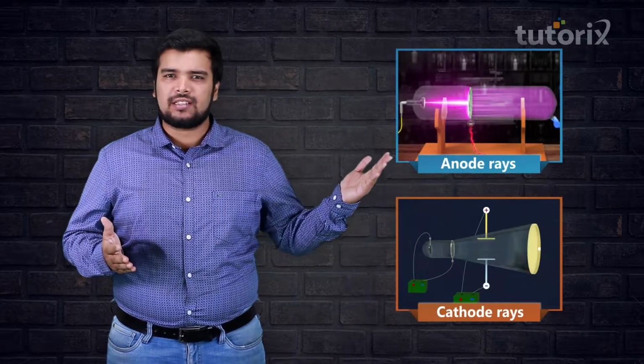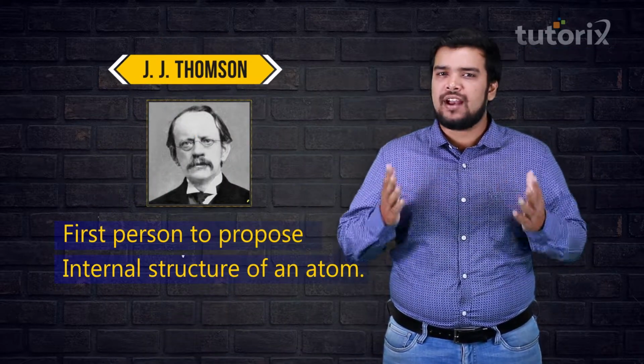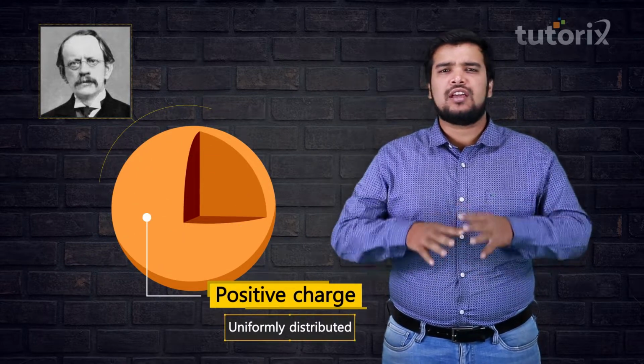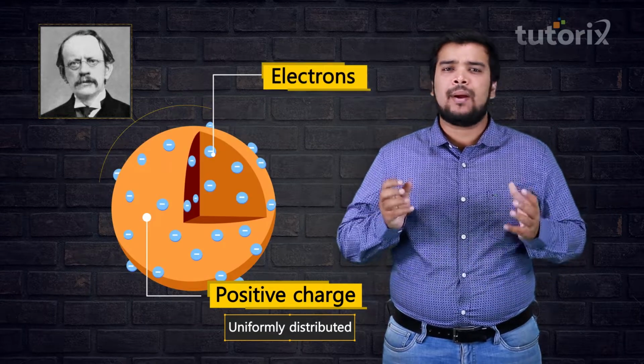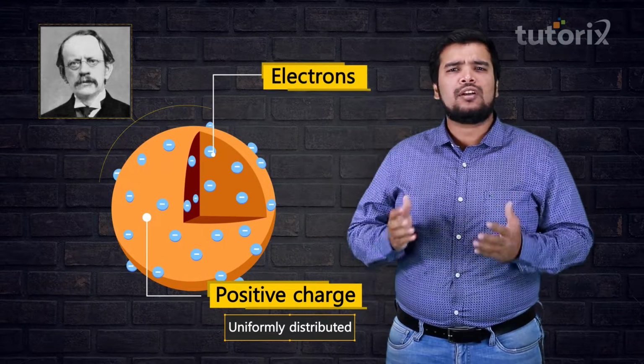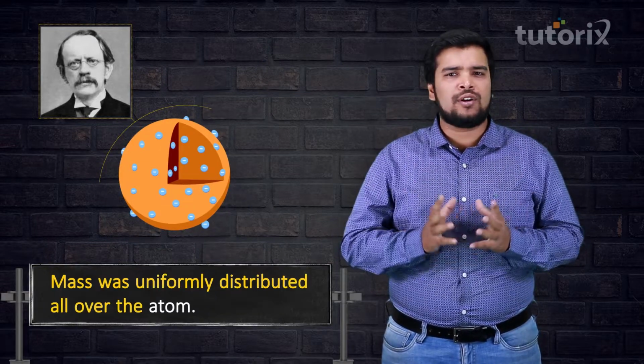Based on the studies done on cathode rays and anode rays, J.J. Thomson was the first person to propose the internal structure of an atom. In his model, he proposed that the positive charge is uniformly distributed over the spherical atom and the electrons are embedded into it. An important feature of this model was that mass was uniformly distributed all over the atom.